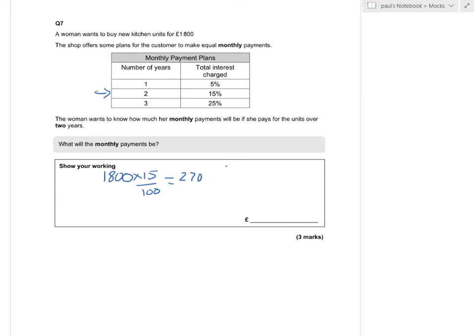So the total price is going to be 1800 plus 270, which is 2070. And she's going to pay it over 2 years. So we do 2070 divided by 24 months. It's going to be £86.25.